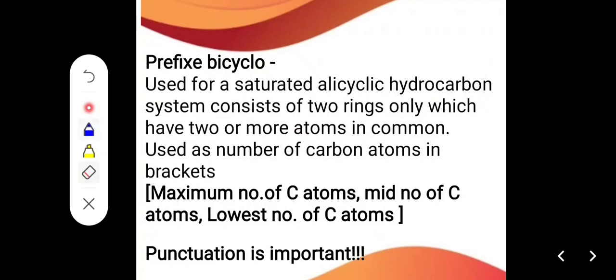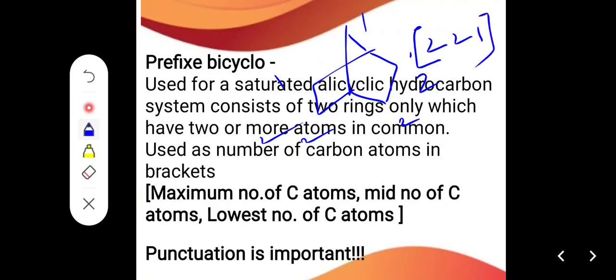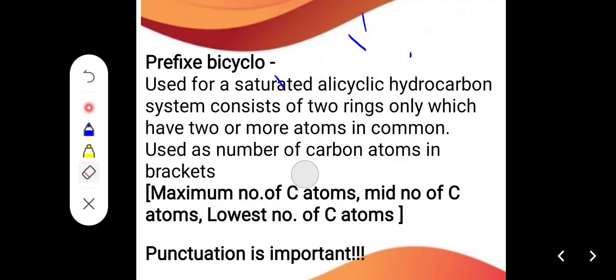How do we arrange the numbers in the brackets? The maximum number of carbon atoms first, then the median number, and last the lowest number of carbon atoms. In this type of compound, both bridges have 1, 2, that is 2 carbons, and there is 1 carbon in the other bridge. So the bracket is 2,2,1. Punctuation is very important; if we do not write it properly, some complexity arises.